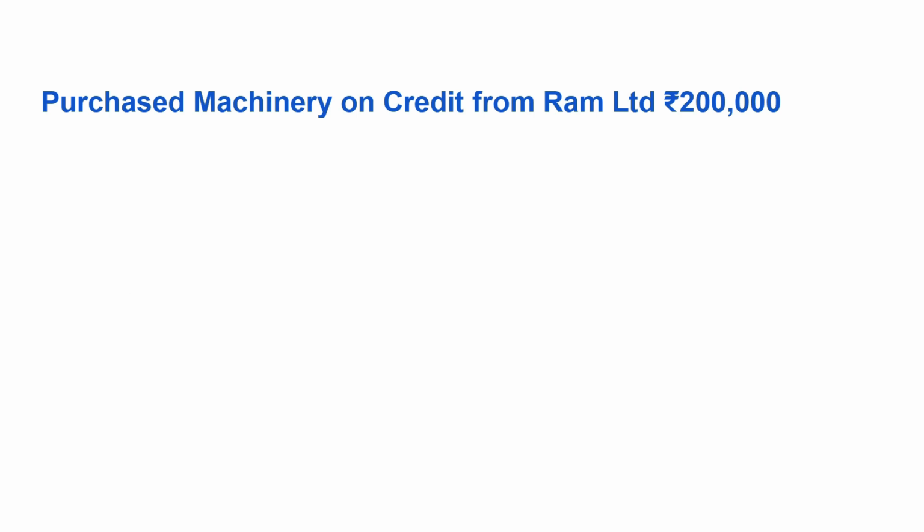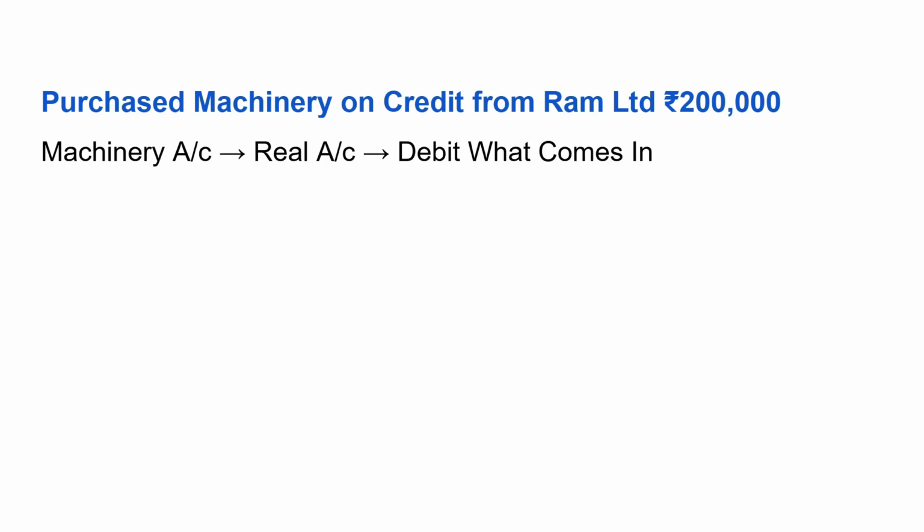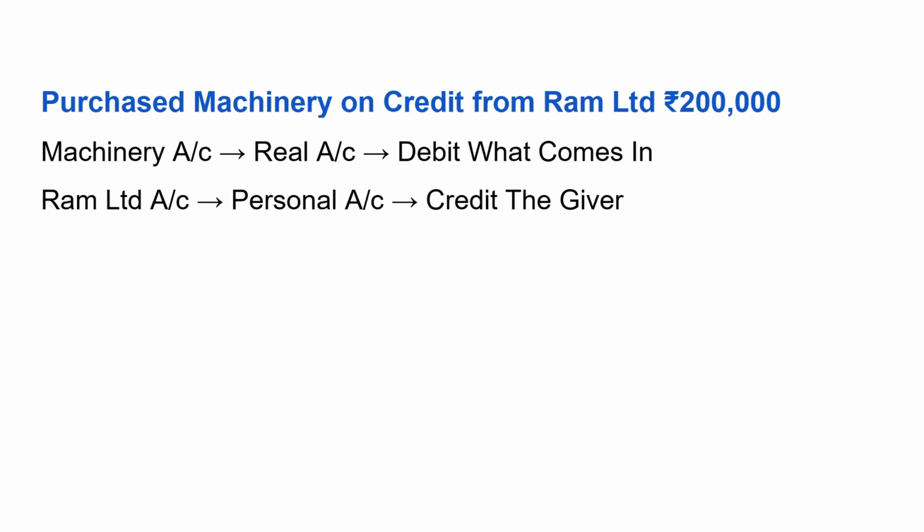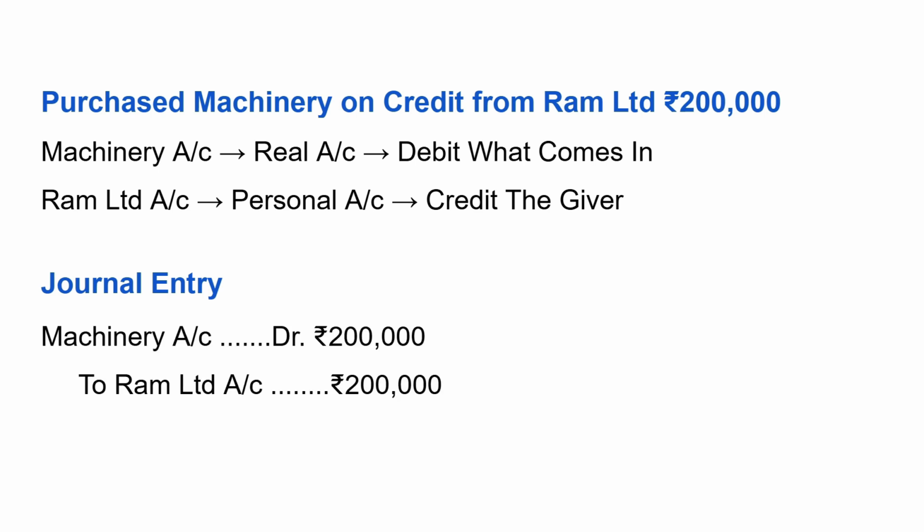Here the two accounts are machinery account and Ram Limited account. Machinery account is a real account because it is an asset, and the rule for real account is debit what comes in, because machinery is coming into the business. And Ram Limited account, Ram, is a personal account and Ram is the giver. So credit the giver. And the journal entry is machinery account debit 2 lakh rupees to Ram Limited account 2 lakh rupees. And the narration is being machinery purchased on credit.